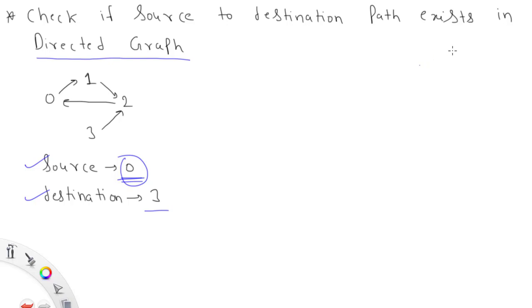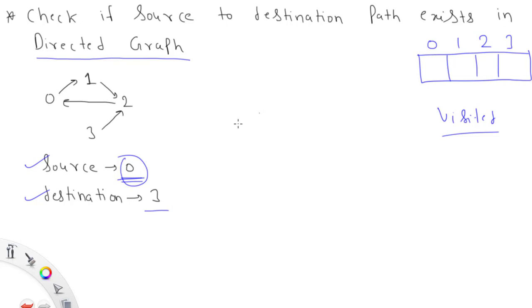So first of all in the DFS, I will take a boolean array depending on the indexes. Like here I have 4 nodes, so it means I will take a boolean array, and at the starting all the values are false in this case, right? Then I'll start the DFS on the source, and now we'll apply the DFS on the source.